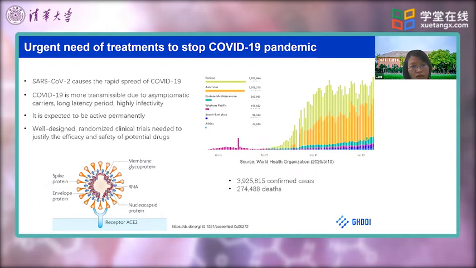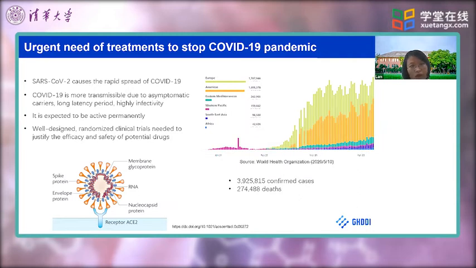This disease is caused by a new strain of coronavirus called SARS-CoV-2. You can see the structure of the virus. It has a spike protein, which can be recognized by the host receptor, enter the cell, replicate, and release. We'll talk about that in the next slide.